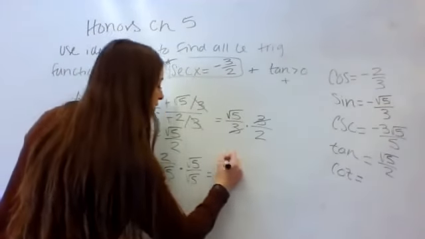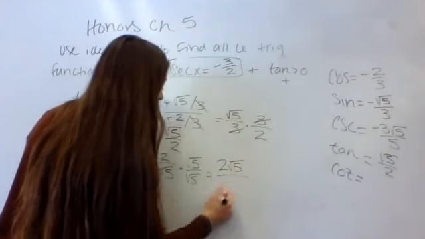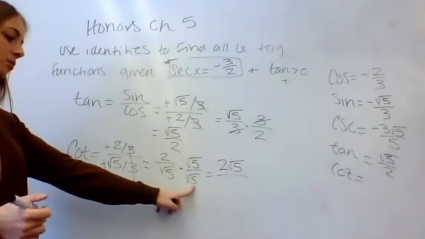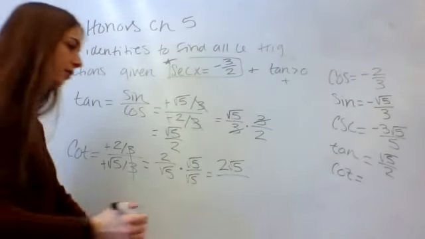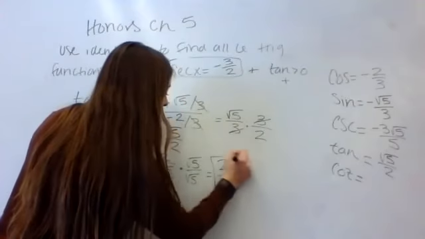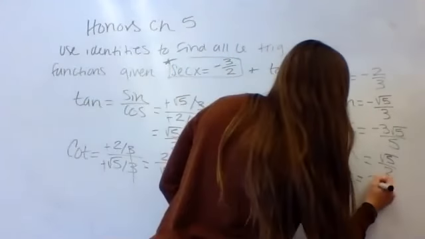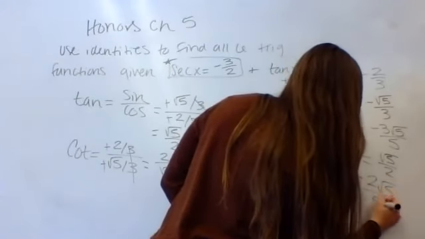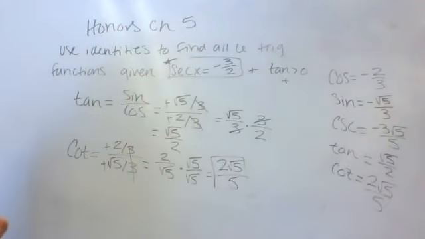2 times √5, smush them together, 2√5. √5 times √5 would again give me √25. √25 is just 5. Cotangent value 2√5/5. Okay, so while these examples take a lot longer to get through, think what the thought process we kind of took here.